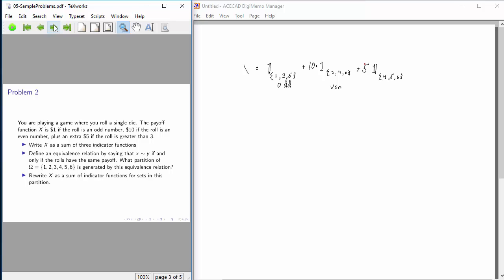But these are not indicator functions for disjoint sets. They're not indicator functions for a partition of the set 1 through 6. In order to move in that direction, what I'm going to do is to define an equivalence relation. X and y are in the same equivalence class if and only if the rolls have the same payoff. So, for example, one of these equivalence classes consists of 1 and 3 because the payoff is 1. The only way to get a payoff of 10 is to roll a 2.